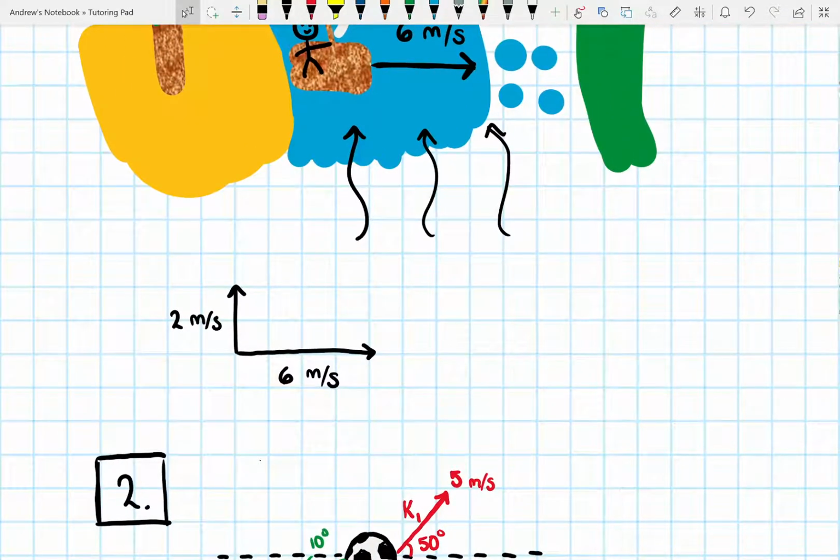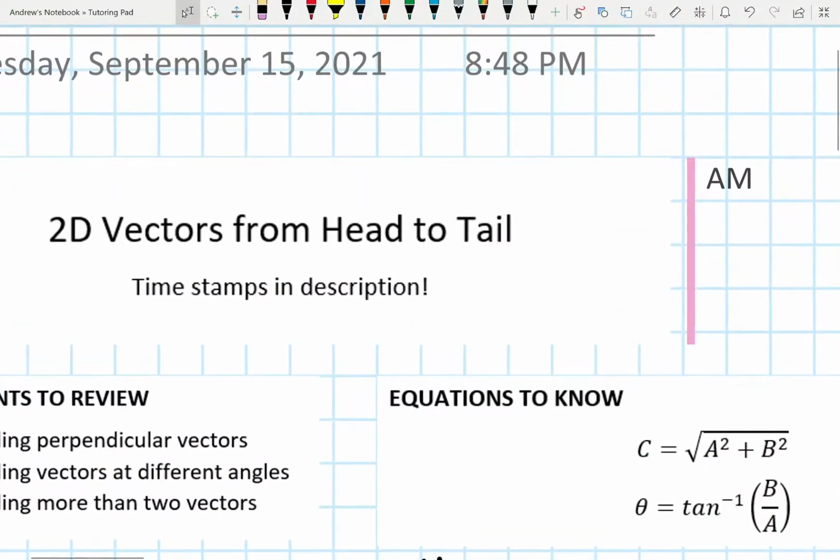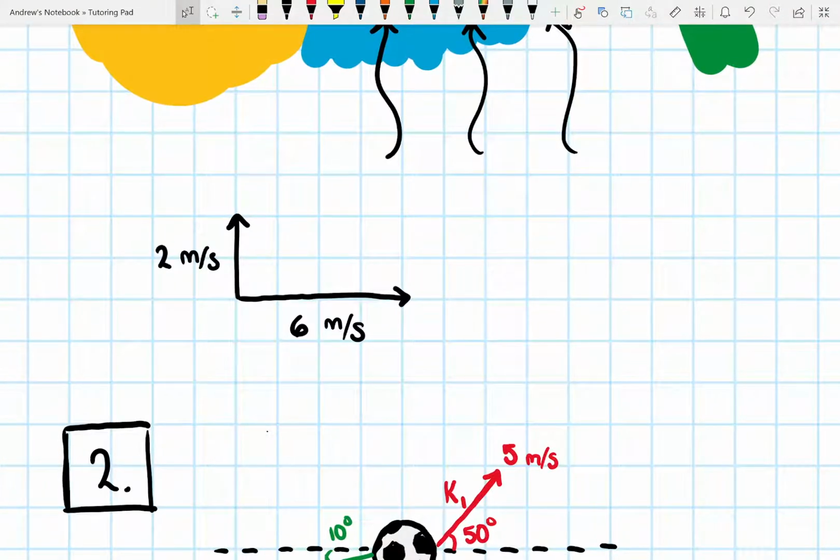Now, in order to find the resultant, we're going to have to use our head-to-tail method, as the title suggests. The head-to-tail method is very important for adding up vectors that are not pointing in the same direction, so I highly recommend you practice it. So in order to do this, I'm going to employ a slight variation of the parallelogram method.